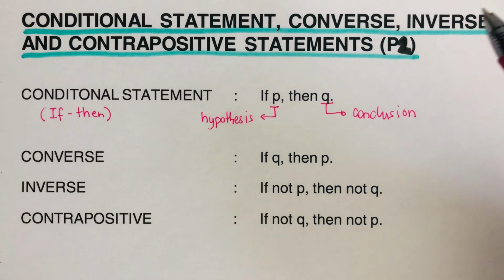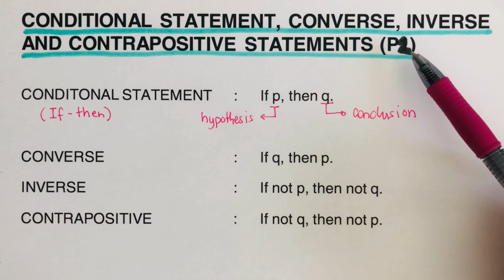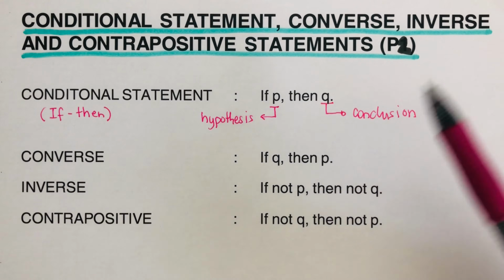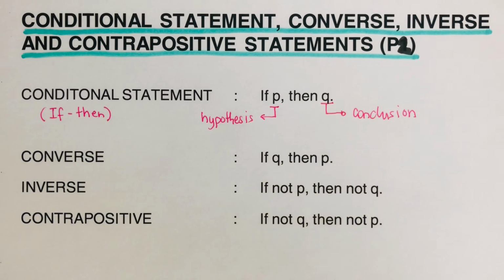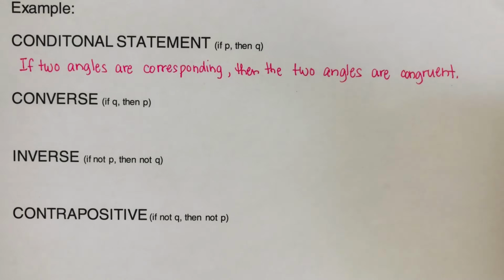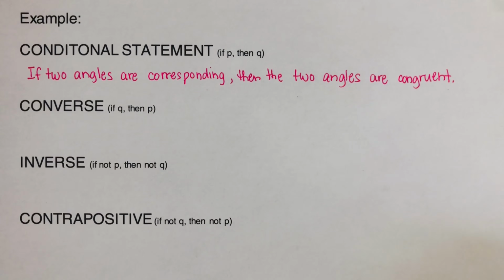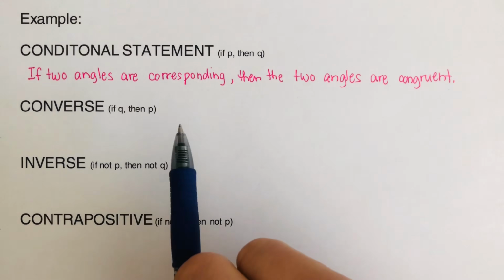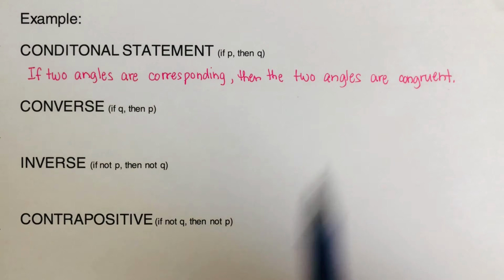By the way, the second part, which is going to be this one, talks about math statements. The first part talks about real life statements. So let's have some math statements and come up with the other three statements here, and we determine if the statement is true or false. So let's take the first example here. If two angles are corresponding, then the two angles are congruent.